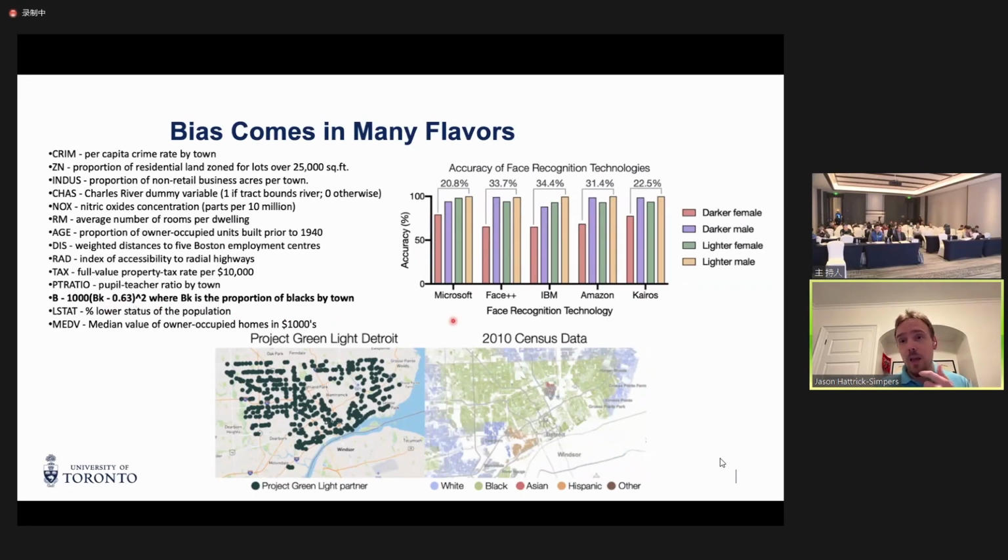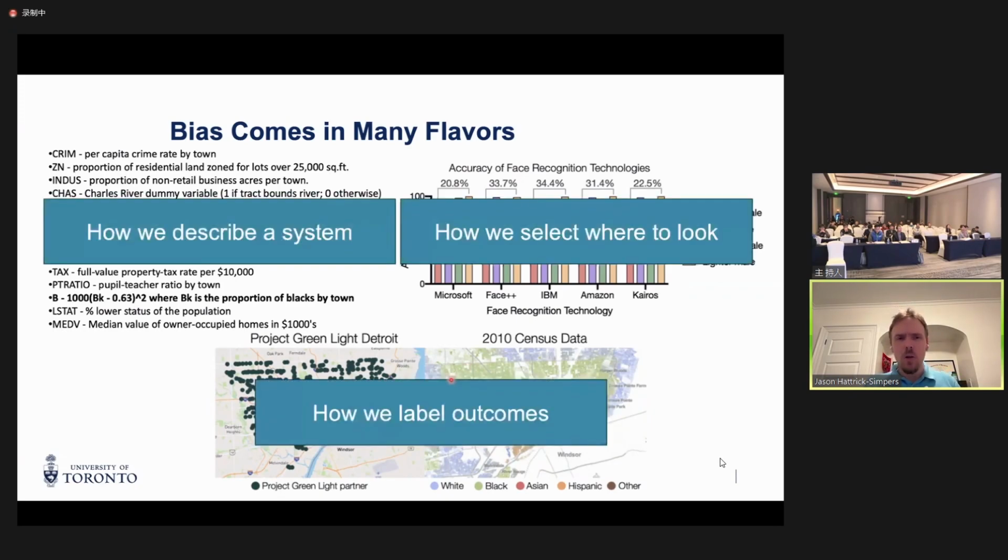Another way that bias sneaks into AI, again, for social sciences, is in the accuracy of facial recognition techniques, where basically across the board, darker female accuracies are way lower than lighter male or lighter female. And this comes down to the bias of where we've decided to look. And then finally, another way that bias sneaks into data sets is the idea of how we decide to label a data. Is it a high crime area or a low crime area? And what underlies that, right? And so how we describe the system, how we select where to look, and how we label outcomes.